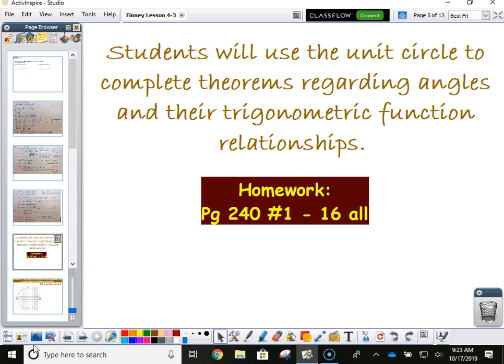I'm going to try to make a little video for each separate theorem. So the first theorem we're going to look at, well, I guess it just depends on which one you view first.